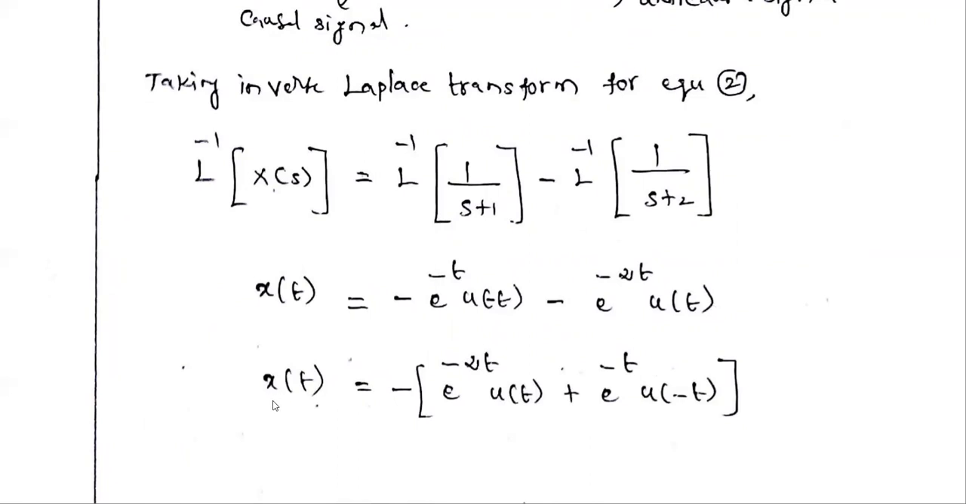Finally we get x of t equal to, taking minus as common, minus e power minus 2t u of t minus e power minus t u of minus t. This is a causal part and this is an anti-causal part, so the total signal is a double-sided signal. This is the inverse Laplace transform of the given X of s equal to 1 by s square plus 3s plus 2. This is the procedure to solve the inverse Laplace transform.